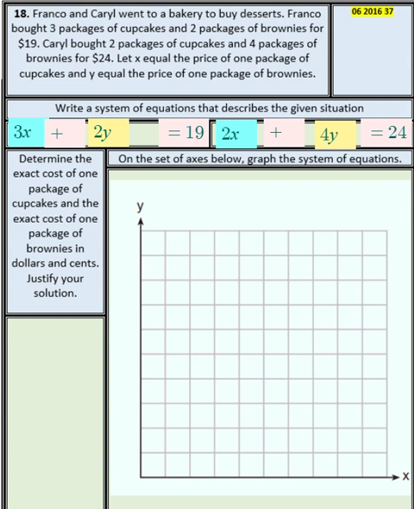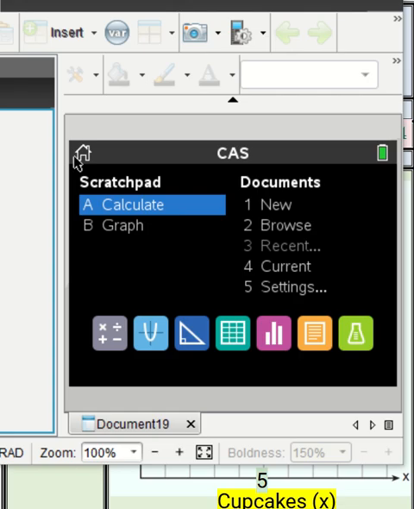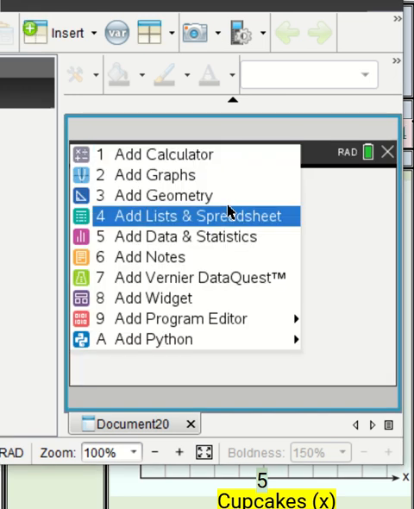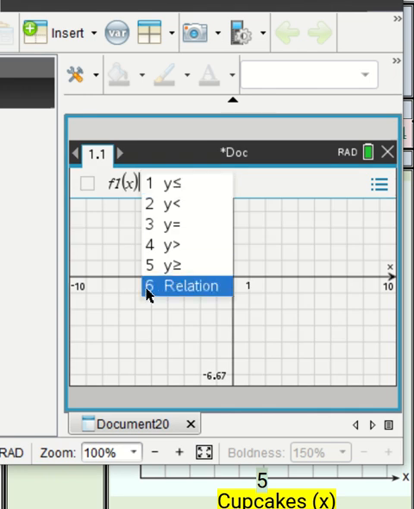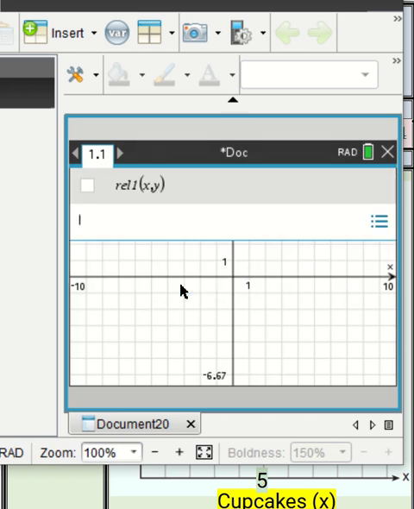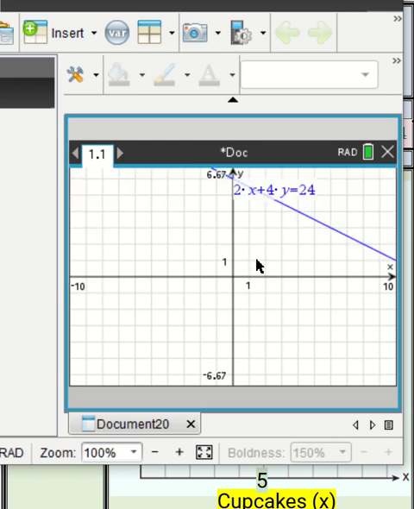So now we can go to the TI-Nspire graphing calculator and actually graph these 2 equations and make those lines on our graph. On my graphing calculator, I'm going to go New Document, add a graph page, and then delete the equal sign. Neither one of these is in y equals mx plus b form, so I want to type them as relations. 2x plus 4y equals 24. And that's my first graph.